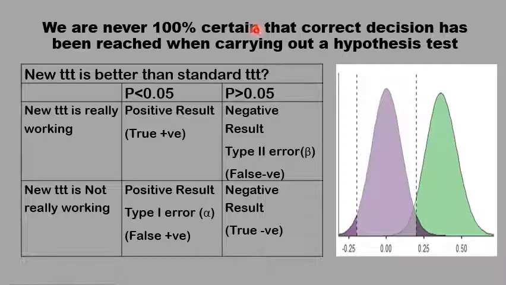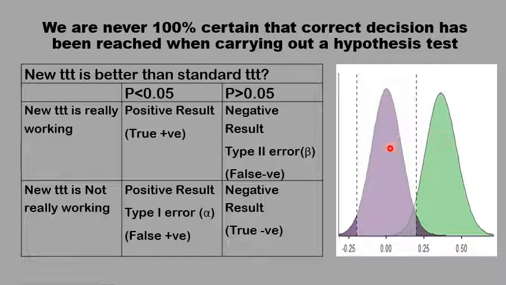Let me explain with an example. Say there is a suggested treatment for a certain condition and we want to test whether the suggested treatment is really better than the standard treatment or not. So we run a randomized control trial. The violet group would receive the standard treatment and the green group would receive the new treatment.